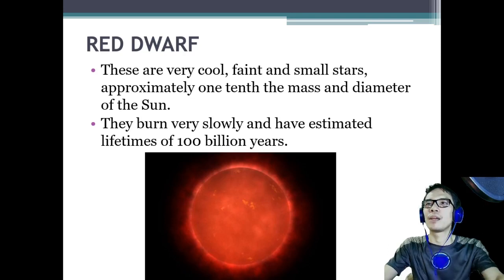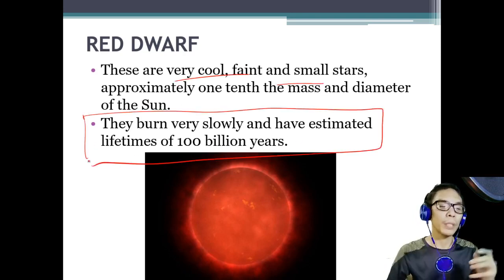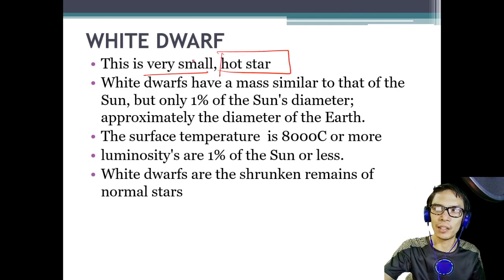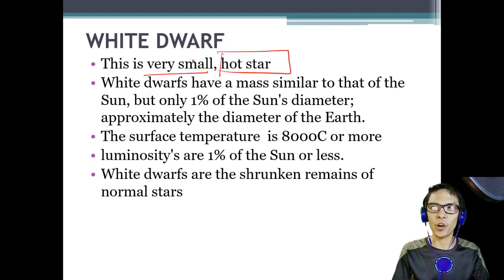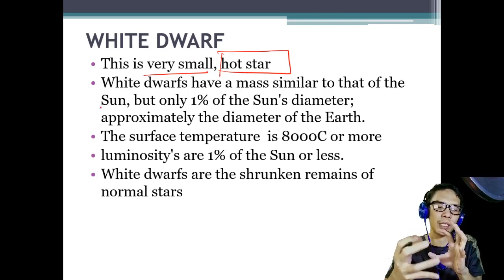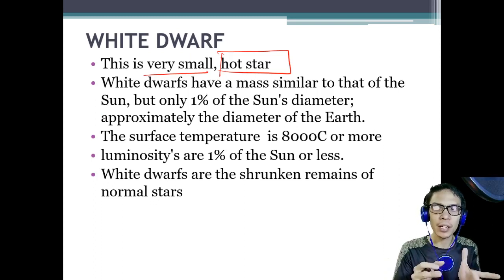Next one, the red dwarf. As I've said earlier, these are cool, faint, small stars, and they have a longer lifespan compared to the massive stars. Next one, the white dwarf. White dwarfs are very small, and they have a temperature under category O, which is 50,000 degrees Celsius, something like that. White dwarfs have a mass similar to the sun.